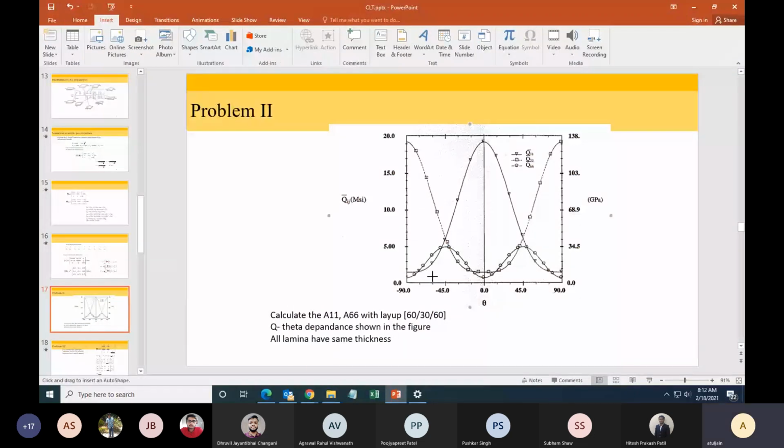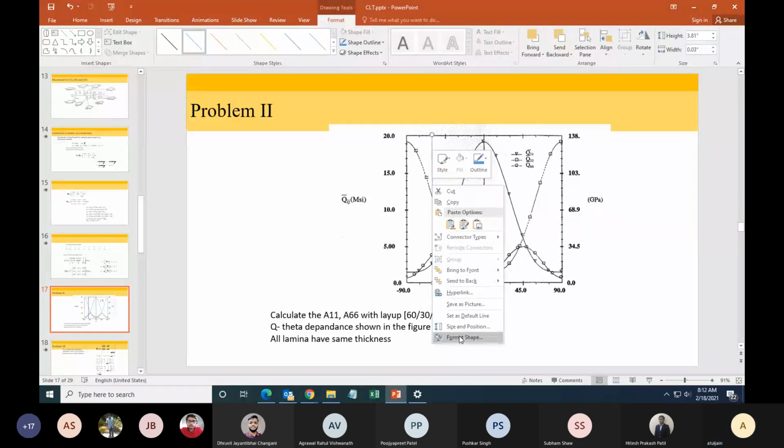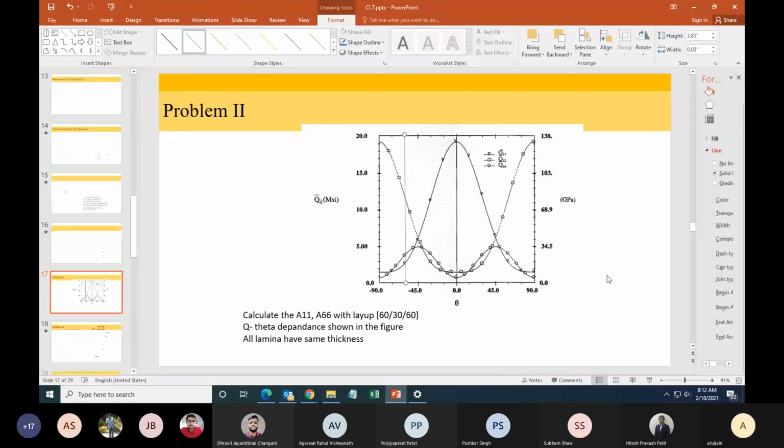So this is my 30-degree line. Okay. Based on this, you can calculate the value of Qij. This is directly they are giving you Qij. There is no need to calculate Young's modulus, etc.